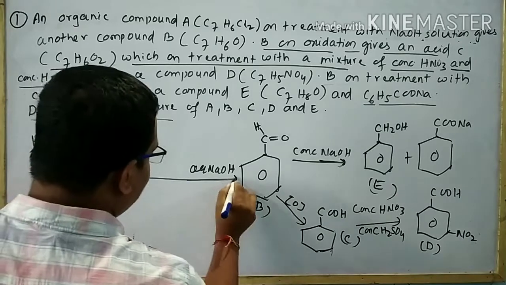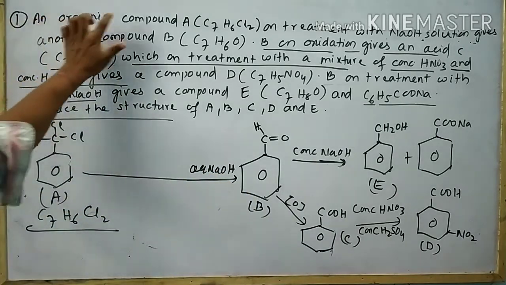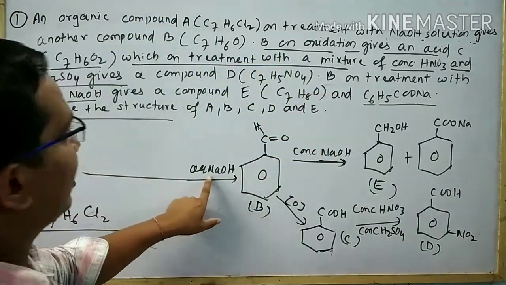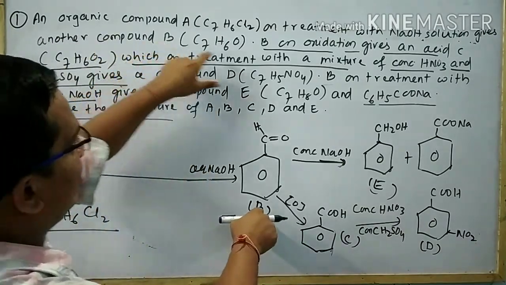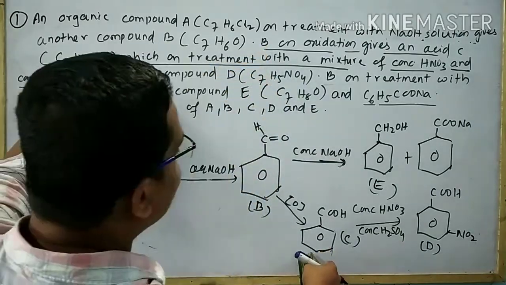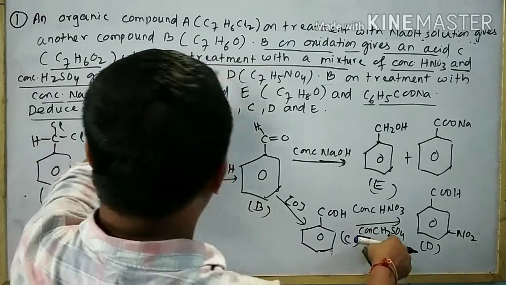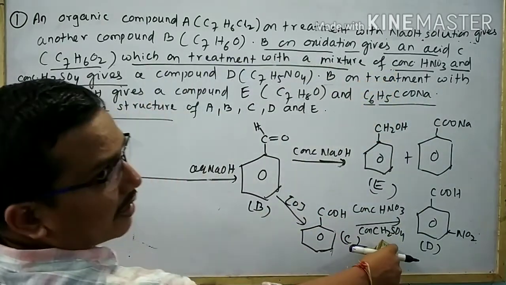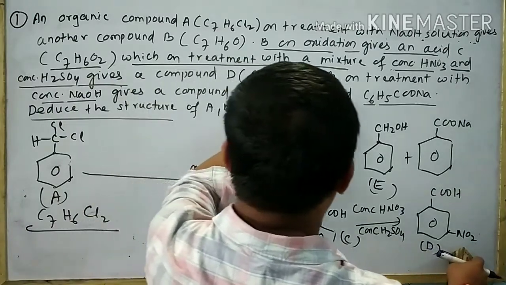A reacts with aqueous NaOH to give B, because the question says an organic compound A, on treatment with aqueous NaOH solution, gives another compound B. B on oxidation gives an acid, that is C, having formula C7H6O2, which on treatment with a mixture of concentrated HNO3 and concentrated H2SO4 gives a compound D. This is D, having formula C7H5NO4.